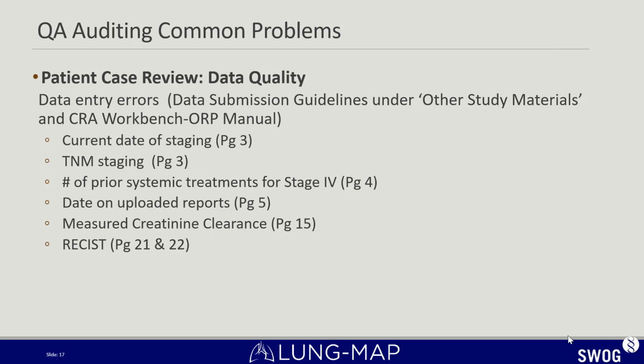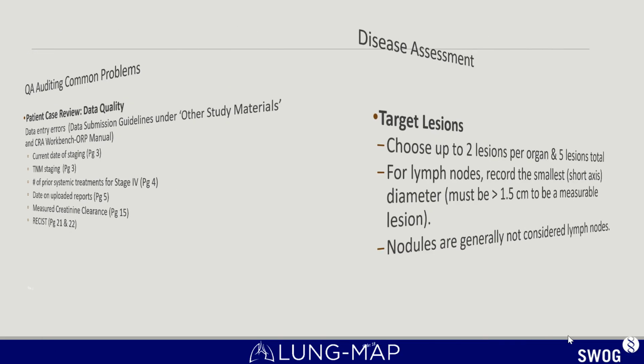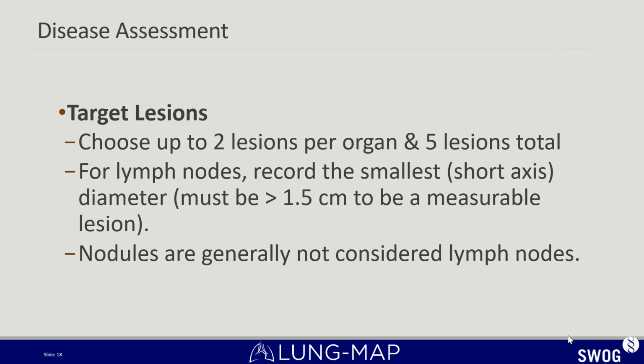And then for data entry errors, look at the data submission guidelines under other study materials, the CRA workbench, the ORP manual. So current date of staging is something that we don't always see. The T&M staging, we don't always see that. The number of prior systemic treatments for stage 4, the date on the uploaded reports, make sure you get that right, the measured creatinine clearance, and the RECIST data.